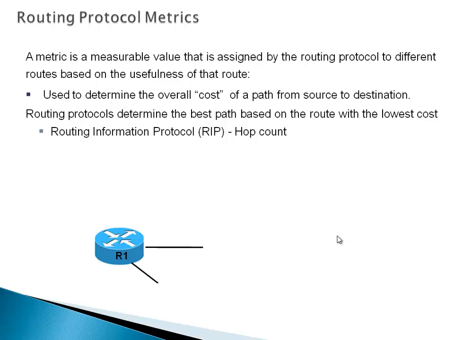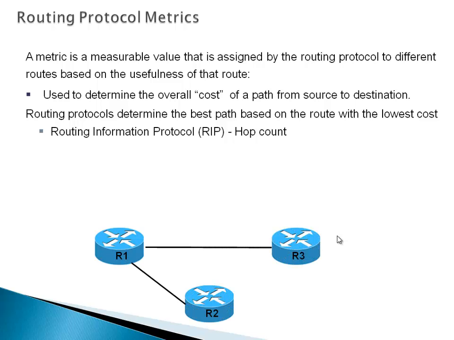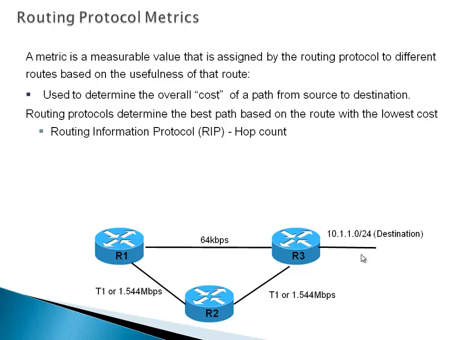So on this network, I have router 1, router 2, and router 3. Router 1 is connected to router 2 and router 3. Through router 3, it's 64 kilobits per second. Router 1 to router 2, it's 1.544 megabits per second. Router 2 and router 3 is 1.54 Mbps. And the destination from router 1 is 10.1.1.0/24.